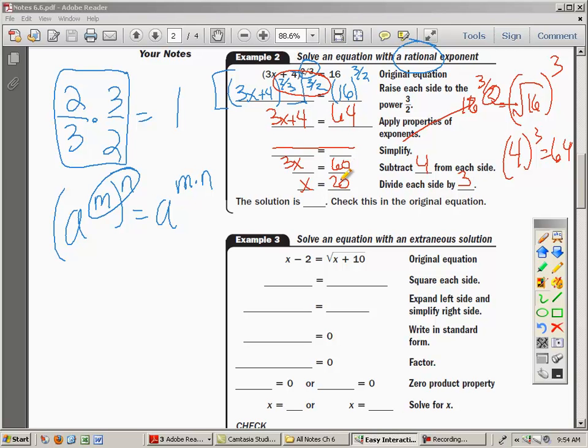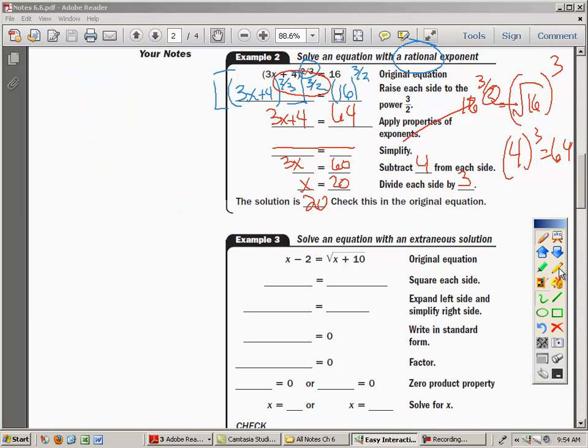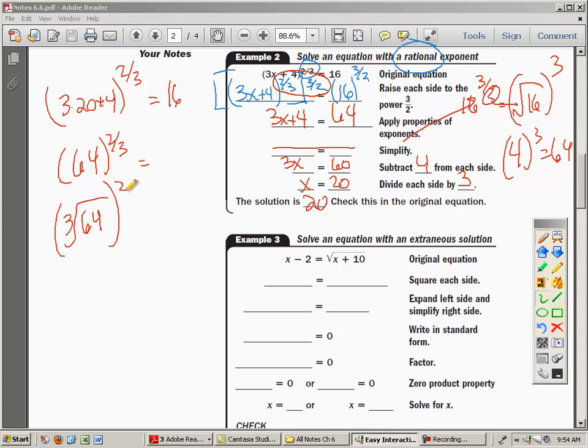All right? Now, my solution is 20, and I do need to plug that back in and check. So we're going to take a look at that over here. This is then 3 times 20 plus 4, all being raised to the 2/3 power, and it's supposed to be equal to 16. Okay, this is 60 plus 4, which is 64, all being raised to the 2/3 power. As we know, the 2/3 power is the cube root of 64, then squared. Cube root of 64 is 4, 4 squared is 16, and so we're in good shape there.